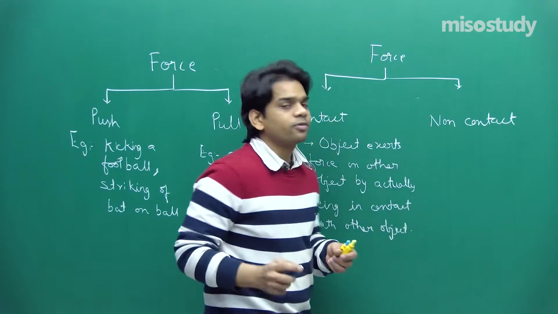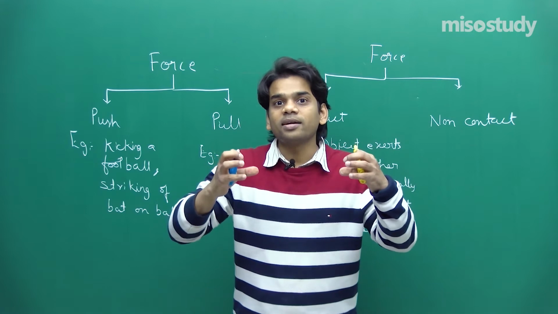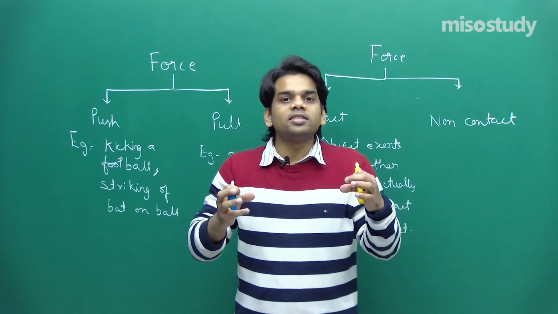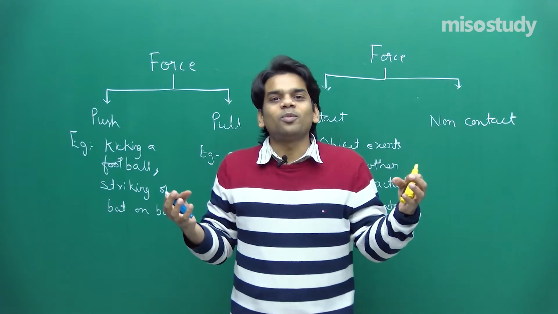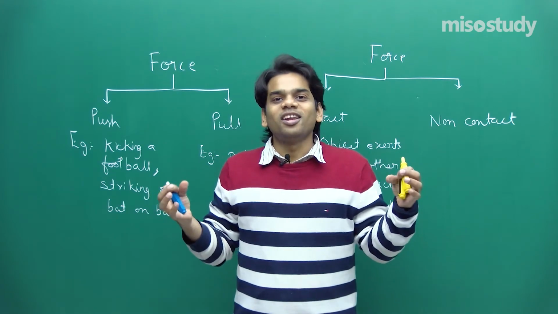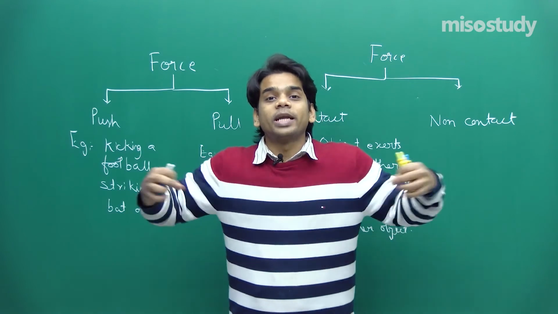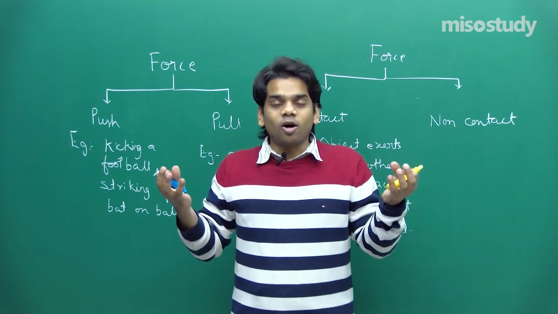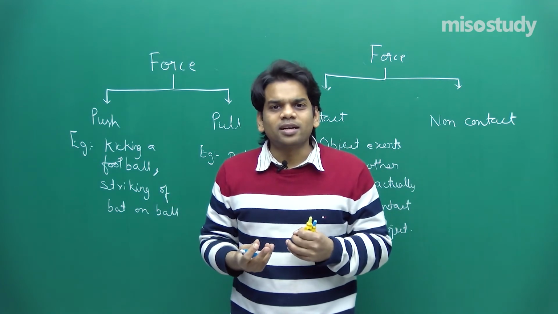Now, non-contact force. If you take two magnets and bring them close to each other without touching, the magnets will either attract each other or repel each other. That will depend upon the polarity that you have brought close. If you have brought like poles towards each other, then it is certain that they are going to repel each other. If you have brought opposite poles near to each other, then they are going to attract. So such kind of force is non-contact in nature.